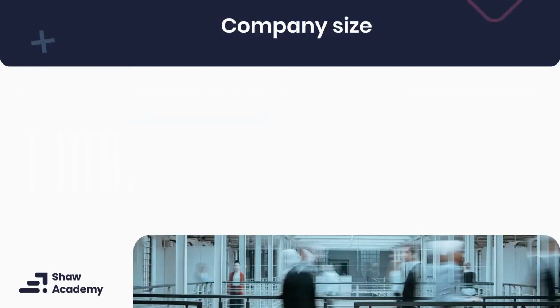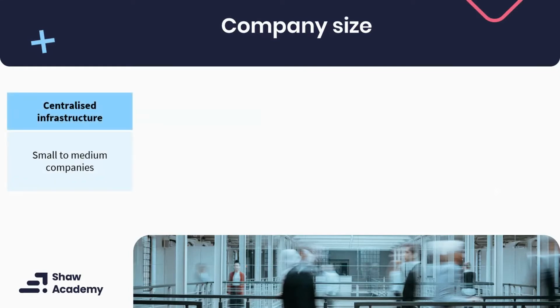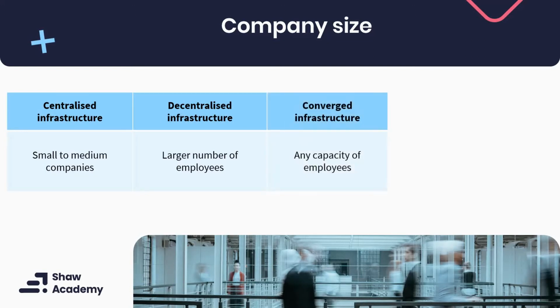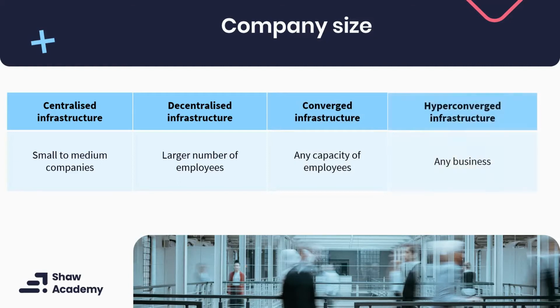If we look at company size, centralized infrastructures suit small to medium-sized companies. Decentralized infrastructure suits companies with a larger number of employees. Converged infrastructure suits any capacity of employees within the infrastructure, and hyperconverged infrastructure typically has been adopted by big businesses but suits any size of business.